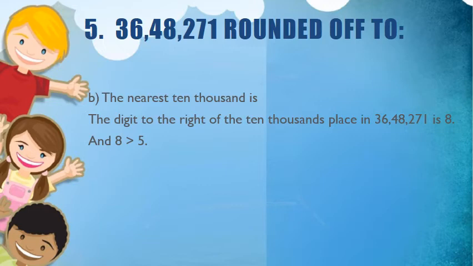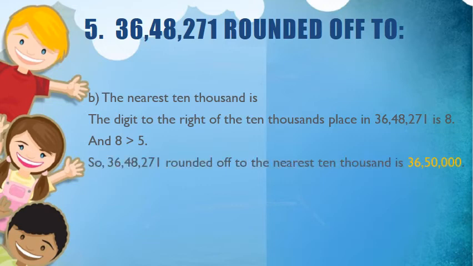So, what we will do? We will add 1 to the digit at the 10,000 place, which is 4. So, 4 plus 1 will become 5 and we will replace the rest of the digit to the right of the rounding place by 0. Okay, so 36,48,271 rounded off to the nearest 10,000 is 36,50,000.